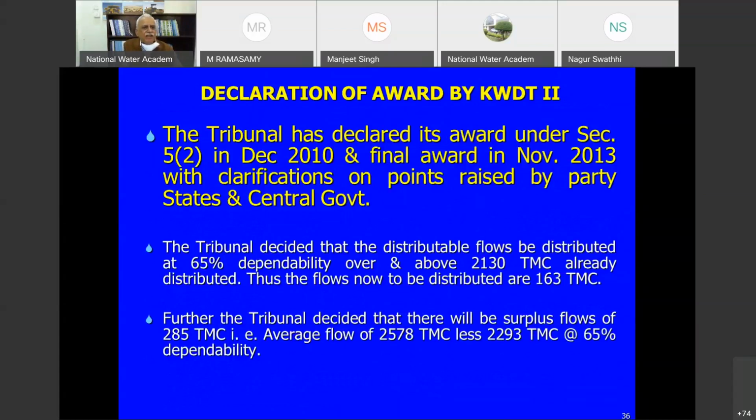The Tribunal declared its award under Section 5(2) in December 2010 and its final award in 2013, with clarification on points raised by the party states and the central government. The Tribunal has decided that the flows to be distributed at 65% dependability are over and above the 2130 TMC already distributed. Thus, the flows now to be distributed are 163 TMC at 65% dependability, and the surplus flows distributed are 285 TMC at average dependability.